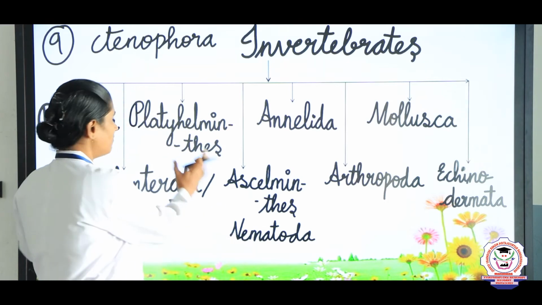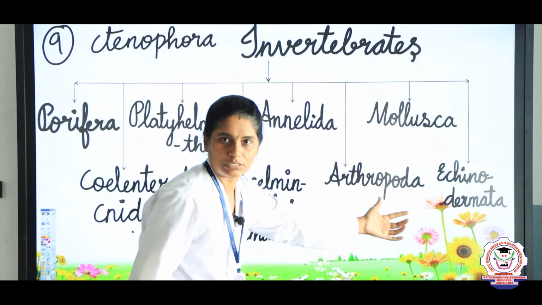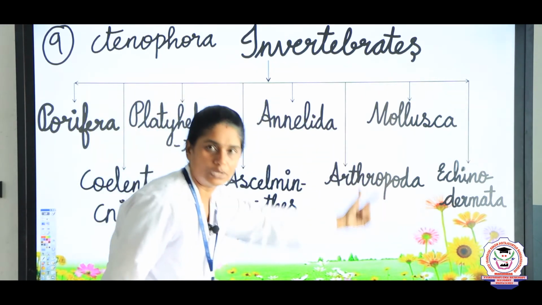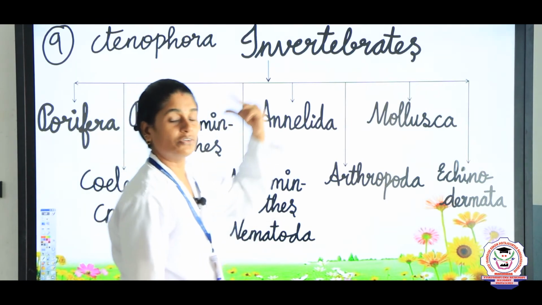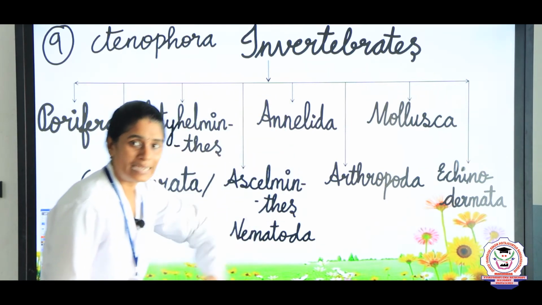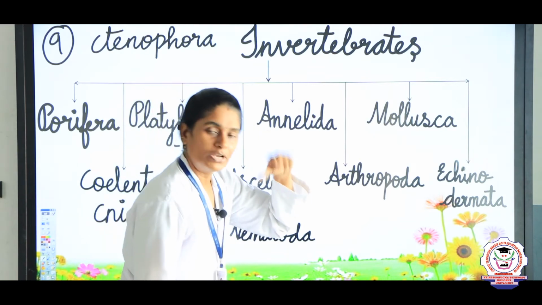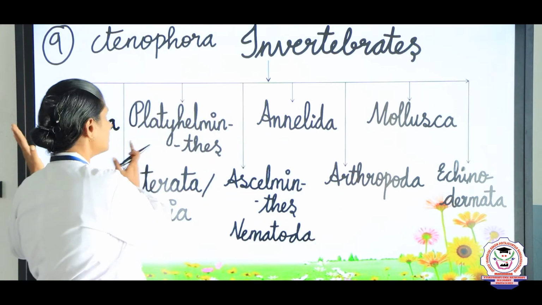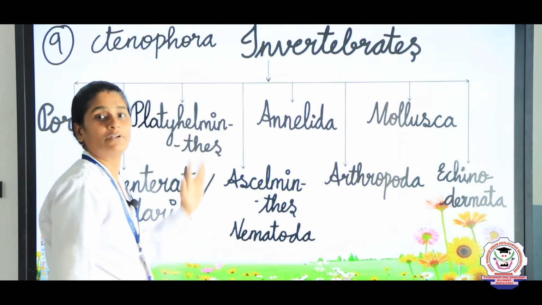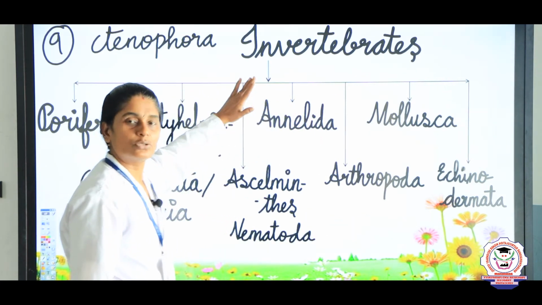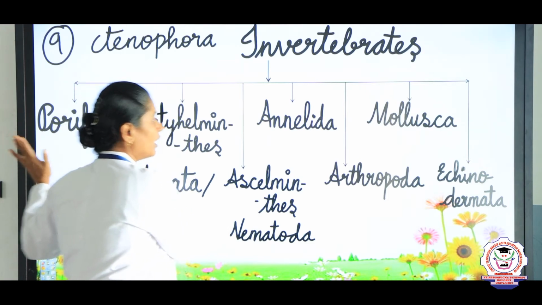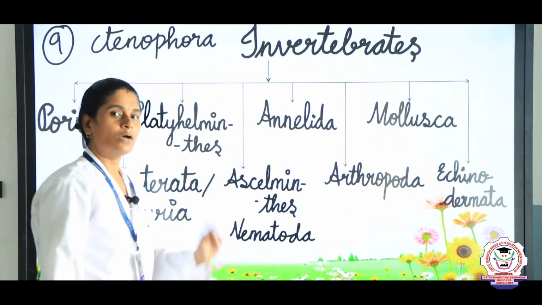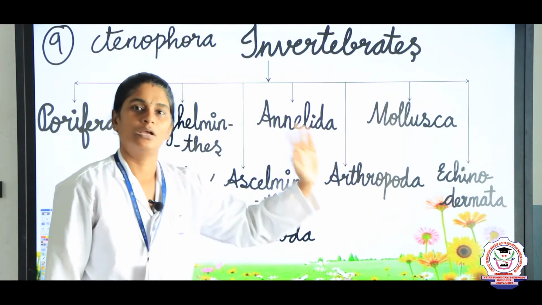You will be very new to these words, right. These are all new words, these are all hard words. So, what you have to do is write and see many times, so that when you write without seeing you will not make mistakes, right. These are all the phylums that are classified from the invertebrates. Now, let us see one example for each phylum.